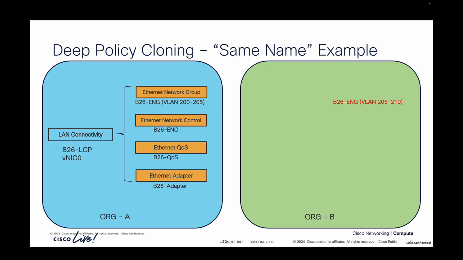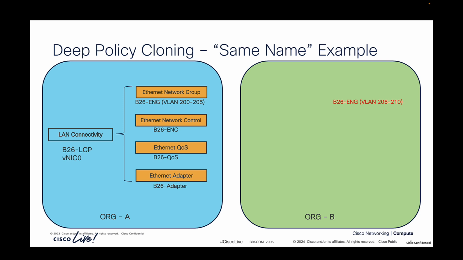So now I have another org, org B, and I wish to clone this LAN connectivity policy over to org B. And since there are embedded policies within the LAN connectivity policy, this will be a deep policy clone operation. It just so happens that I have, for whatever reason, an existing Ethernet network group policy with the exact same name as what is in the origin org A. As you can see, the VLANs are different. The settings of that policy are different, even though it has the same name.